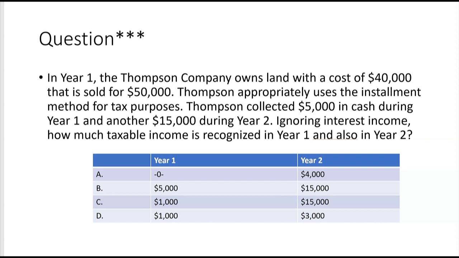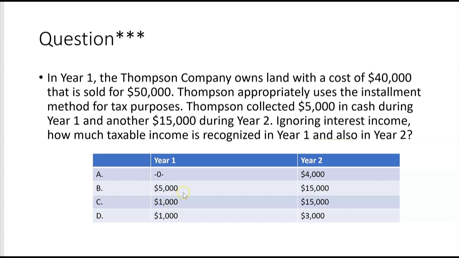So you could see a question like this. In year one, the Thompson Company owns land with a cost of $40,000 that is sold for $50,000. So right away you see a $10,000 gross profit. And right away you can divide the $10,000 profit by the $50,000 contract price, and you get a 20% gross profit percentage. Very important, calculating that gross profit percentage. Because what do they want to know? Ignoring interest income, how much taxable income is recognized in year one and also in year two?